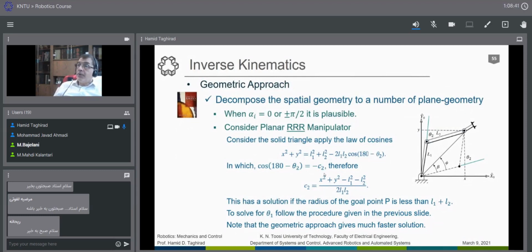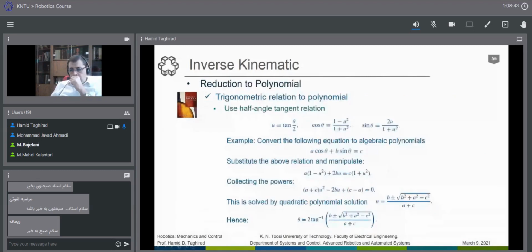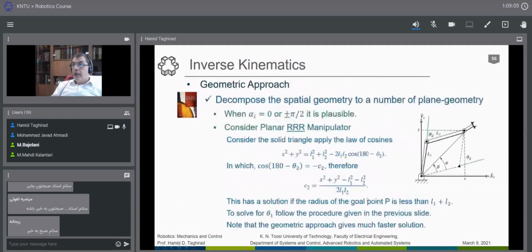But this approach is very, very common. Go ahead. In the geometric approach, the formulation that is used looks very general. Why does it only work when alpha i is 0 or pi over 2?